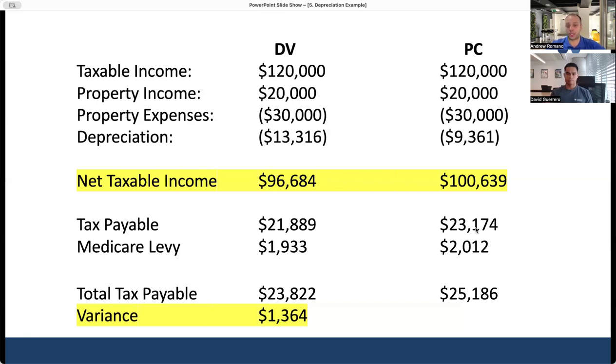So if we add these two tax figures together, you come to a total of 23,822 versus 25,186. So you can see here, just by choosing the different depreciation method, the difference in the tax payable is about $1,300. So it's not crazy, but it's something that you have the option to elect which type of method you want to use. So you can use this to further work out your tax plan or your tax strategy going forward. If you know it's going to cost you X amount of dollars less to use one method than the other, you may decide to switch methods depending on what you want to do in terms of cash flow.